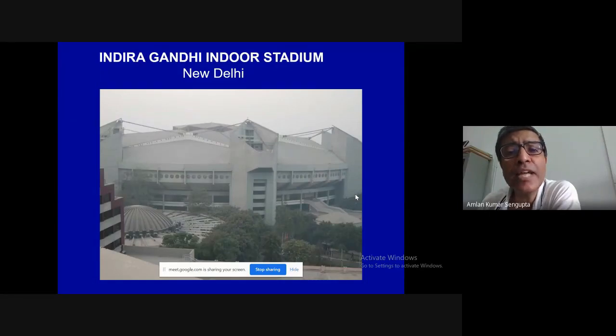The Indira Gandhi Indoor Stadium in New Delhi, here also you can see it is an enclosed stadium. Please note, these members are like ties, which are of course made up of steel. A building need not be made up of only concrete. It can be a mixed building. That means some of the members can be made up of steel, others of concrete, or some of concrete and some of timber. Now this stadium is very unique in its design.